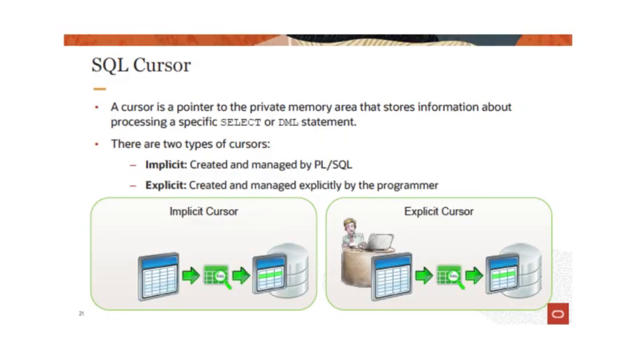The Oracle server allocates a private memory area called the context area for processing SQL statements. The SQL statement is parsed and processed in this area. The information that is required for processing and the information that is retrieved after processing are all stored in this area. You have no control over this area because it is internally managed by the Oracle server.